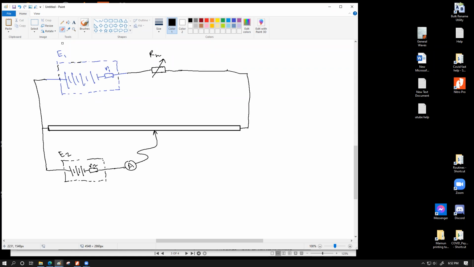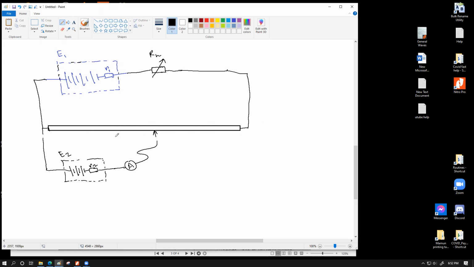Let's see what's going to happen. Disregard this lower circuit first. Forget this circuit. I'm going to disconnect this altogether. How is this circuit going to run? The source EMF is E1. R1 is the internal resistance of the source, and RH is the variable resistance that is connected. And there's a very large resistance over here.